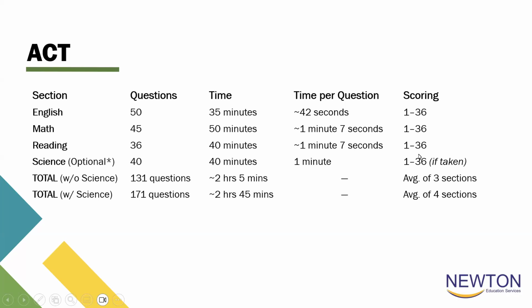How the ACT exam is scored: every section is scored from 1 to 36, and then the average of these sections is taken. All right.